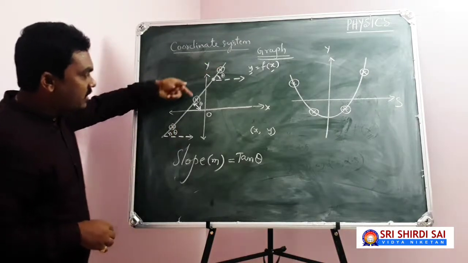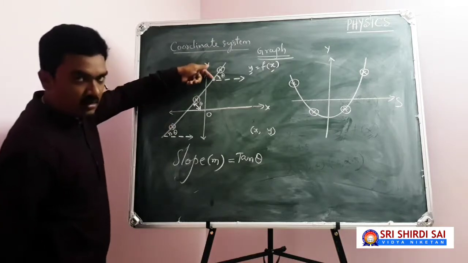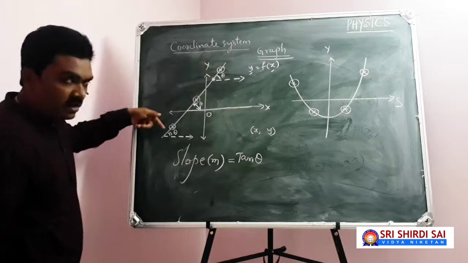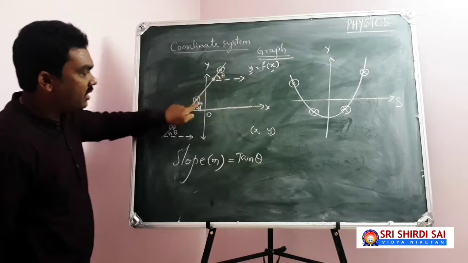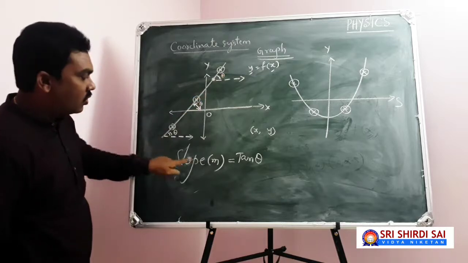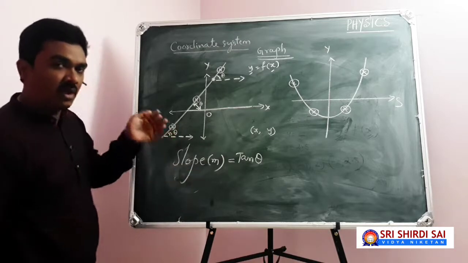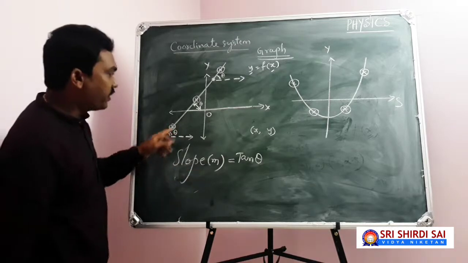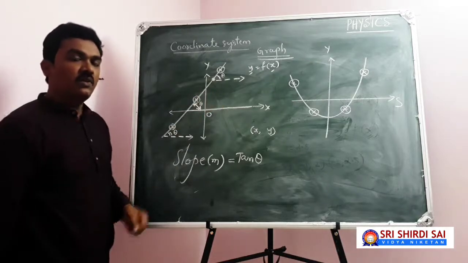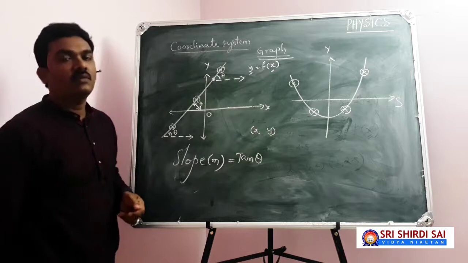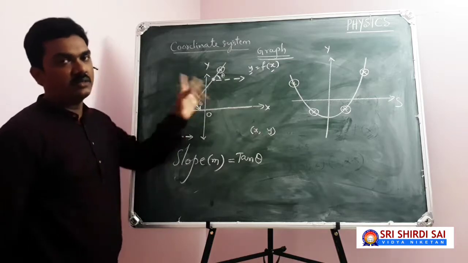As your graph is a straight line, at any point on that straight line, the angle made by the line with the positive direction of x-axis remains the same. That means slope remains constant. Slope of this straight line remains constant at every point on this straight line. That's why you can note down a conclusion: if the graph is a straight line, slope of the graph remains constant at every point on it. At every point.